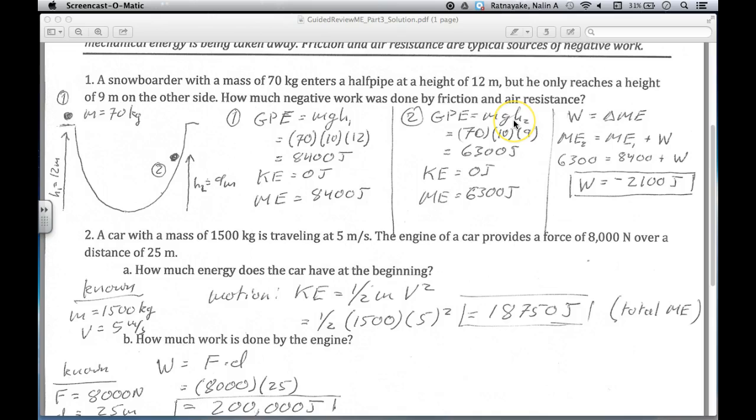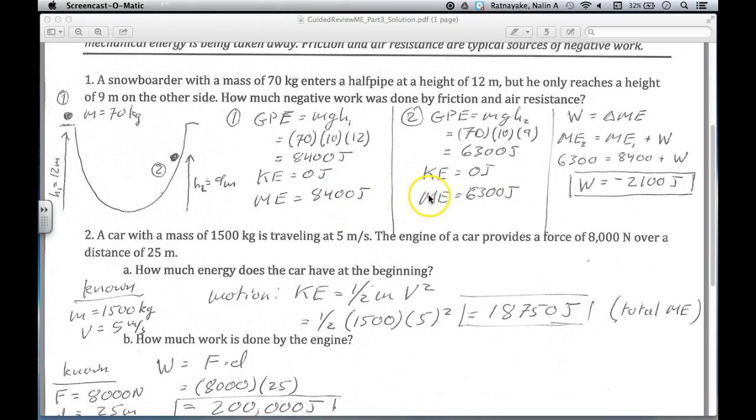I'm just going to write my GPE equation again, this time with height number 2. 70 times 10 times 9 is 6,300 joules. KE is 0 once again because we're at the top most point that he can reach. So he spent all of his energy on height on either side. So KE is 0, and the mechanical energy at point 2 is 6,300 joules.